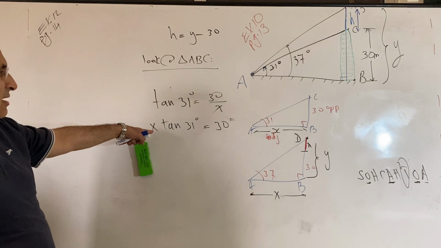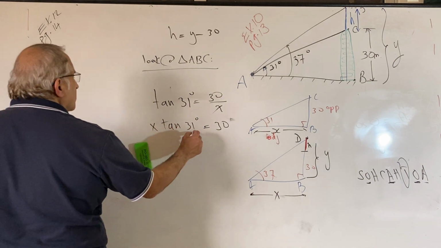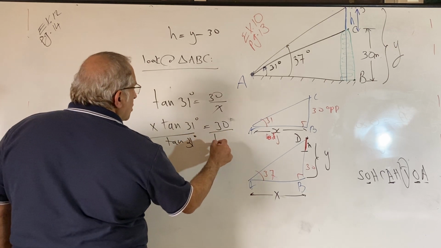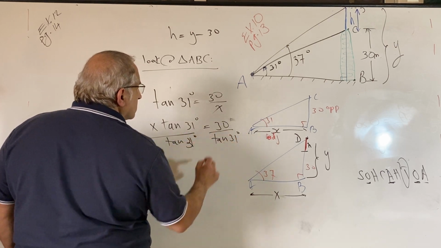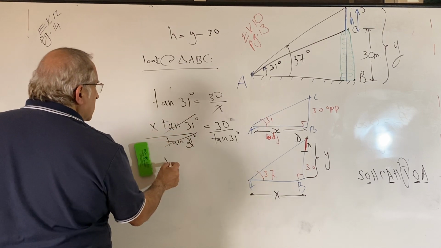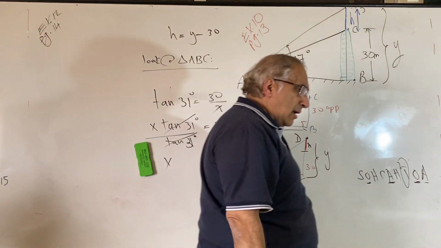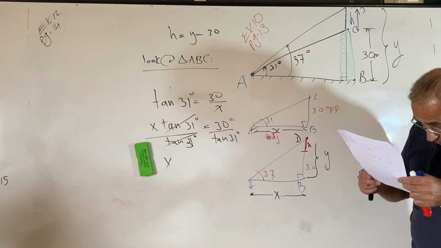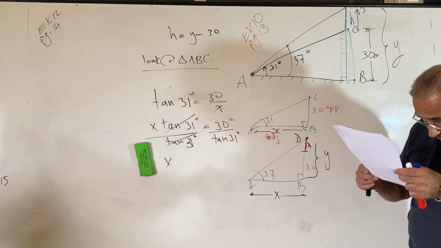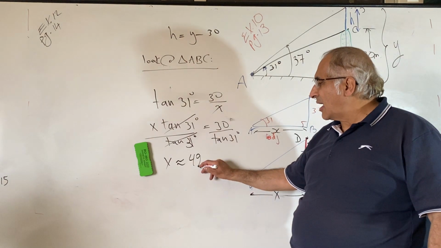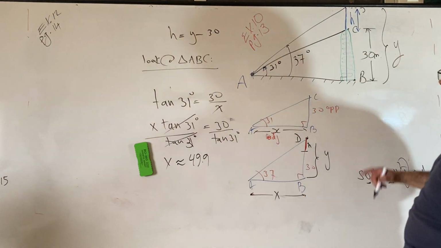But I want x, I don't want that. Divide both sides by tangent 31 degrees, and here you have to do the same. All tangent 31 goes with that. So what is x? Use your calculator. Come on guys, push yourself, you can do it. I did my homework yesterday. Did I do it right? Yeah. I'm very smart. 49.9. I'm saving myself some time. It's in meters. Yes, it's the height in meters.